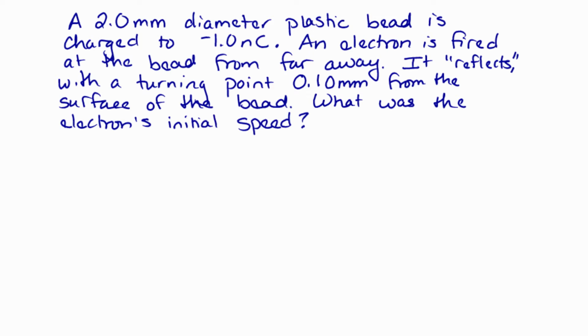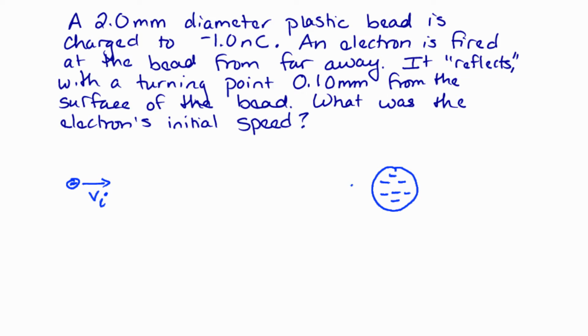This is a continuation of the problem that we did in class. Again, we have a 2 millimeter diameter bead that's charged with an excess of negative charge, negative 1 nanocoulomb to be exact. This time we have an electron that's given some initial velocity, sending it towards the bead.